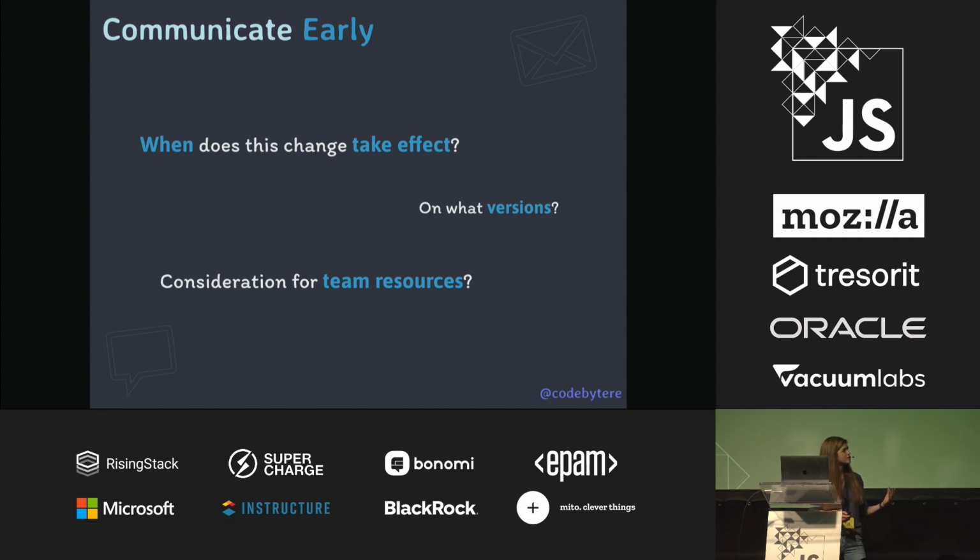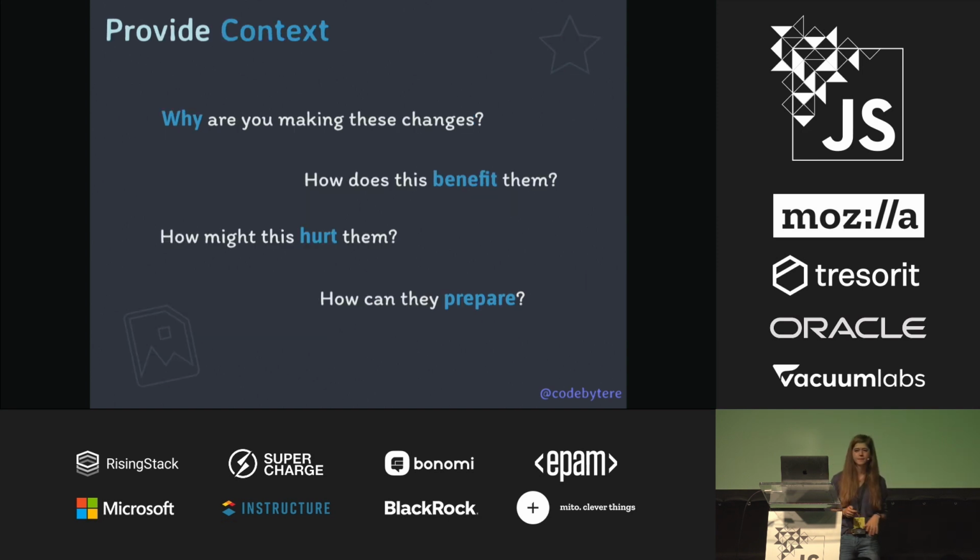Your users should also be made aware of when a change is scheduled to take effect, on what versions that change is going to take effect, and what they're going to need to consider in doing work for dealing with your changes. A team of 5 might, and probably is going to be incredible, but they're going to have to consider this work in a fundamentally different way than a team of, say, 50 might.